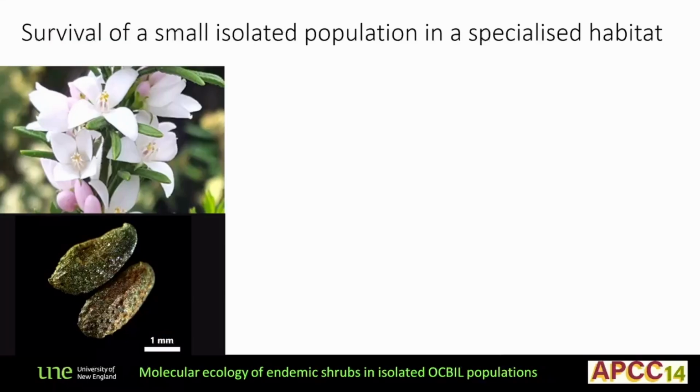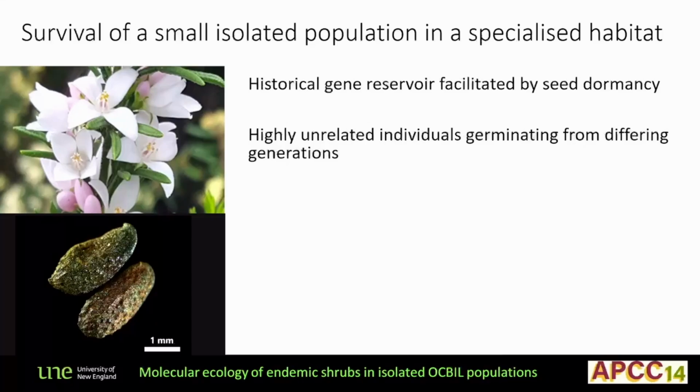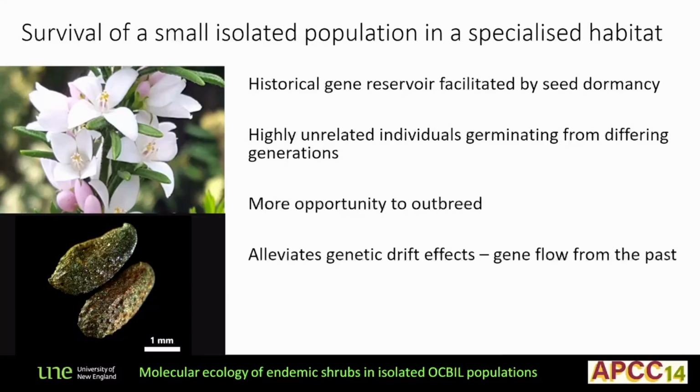So, survival of small isolated populations which seem to be living on the edge. For this particular population, you've got a historical gene reservoir facilitated by seed dormancy, with highly unrelated individuals germinating from different generations. Because of that, there's more opportunity for outbreeding within that population. That alleviates genetic drift effects, and it's basically a surrogate gene flow.